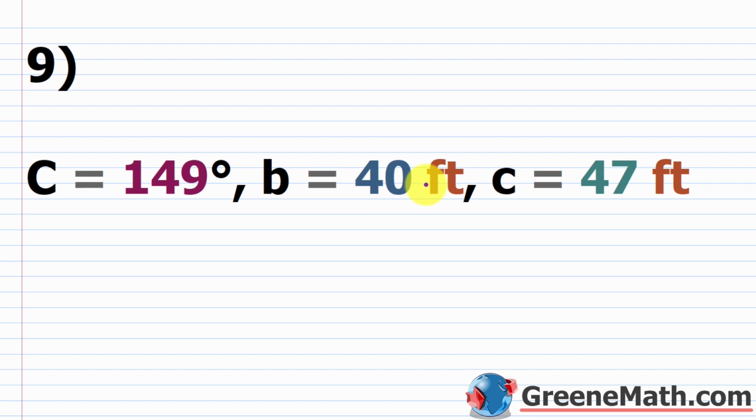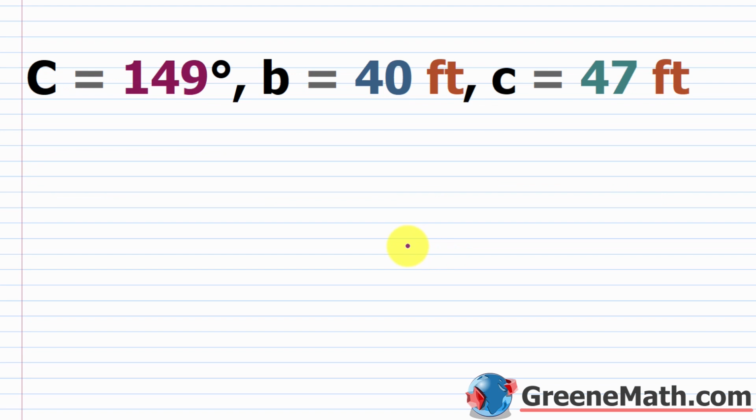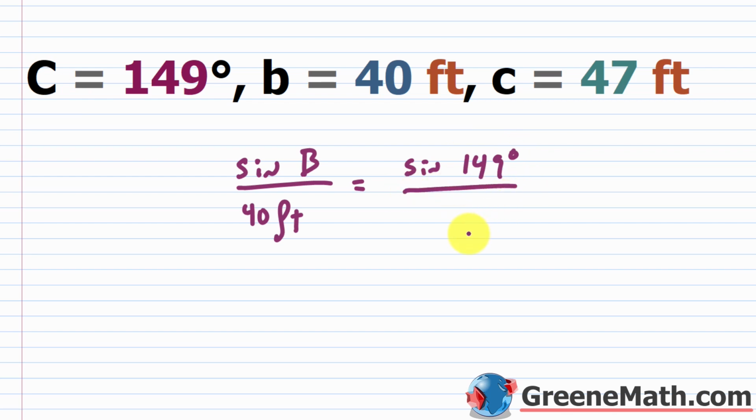So once you figure that out, just go into solving the triangle, and I'll say that the sine of angle B over the length of side B, so 40 feet, would be equal to the sine of our angle C, whose measure is 149 degrees, over the length for your side C, so that's 47 feet. At this point, we're just going to multiply both sides by 40 feet.